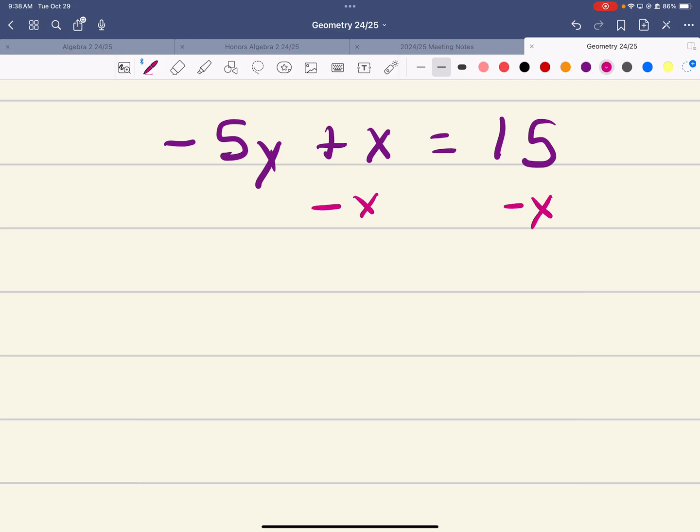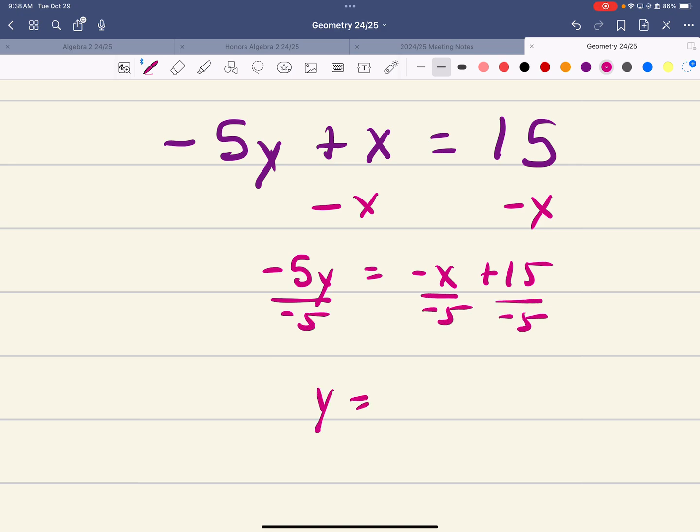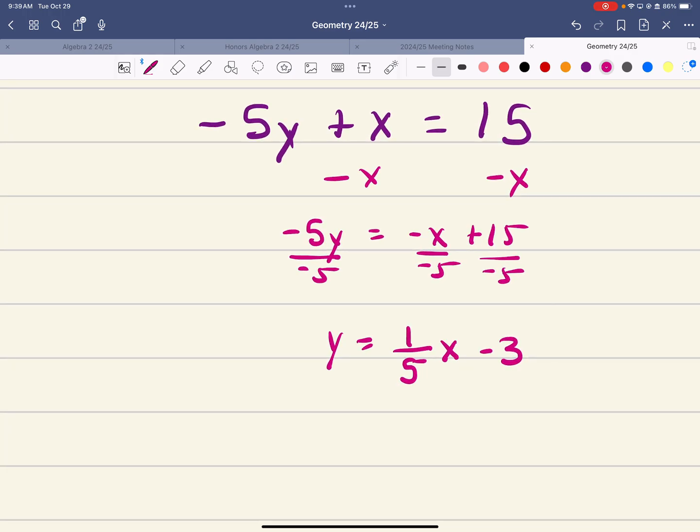We should subtract x first. So negative 5y is equal to negative x plus 15. Divide by negative 5. Negative divided by negative is a positive, so the way we write this is 1/5 x minus 3. Questions with that one?